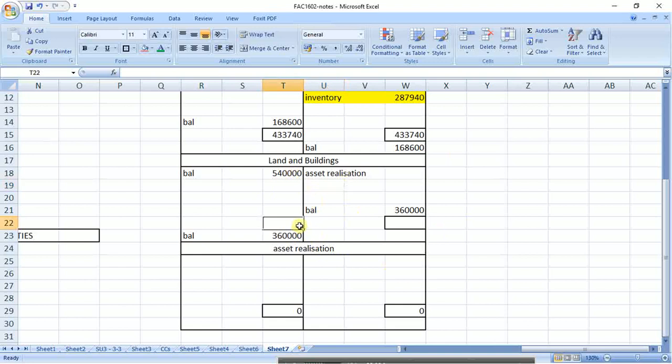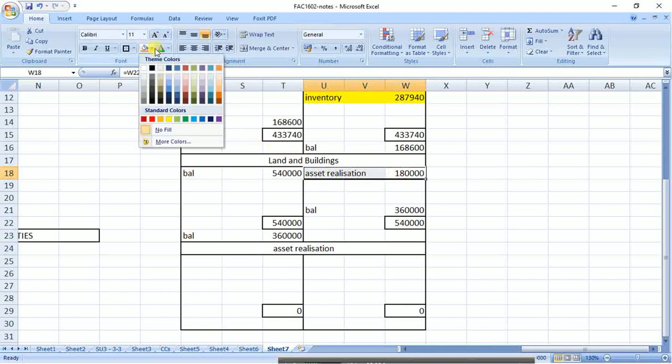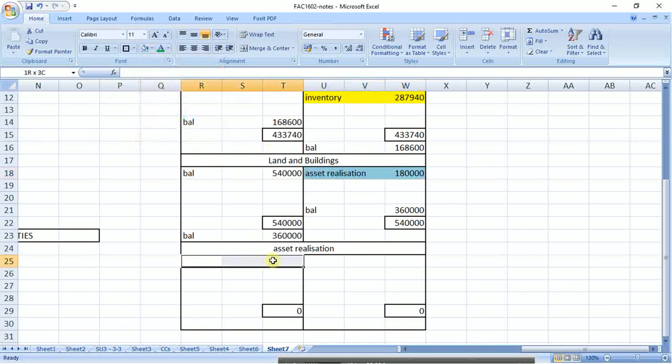So which side's bigger here? The 540, right? So the difference is how much you would have sold. Does that make sense? Okay, so where does that go? There's the credits. This is going to be referenced there because that's what you would have sold. This is how much I actually sold. And half of it was cash, half of it was credit. So half of it will be bank and half of it will be debtors.